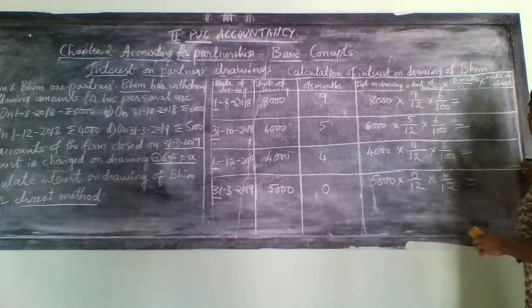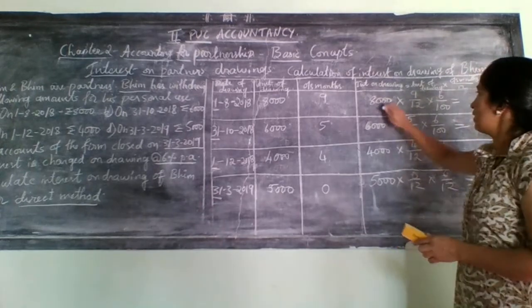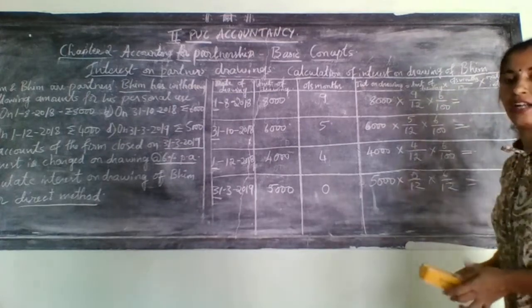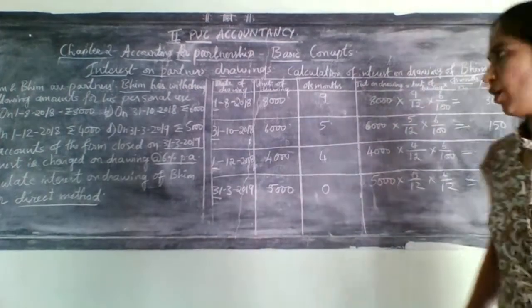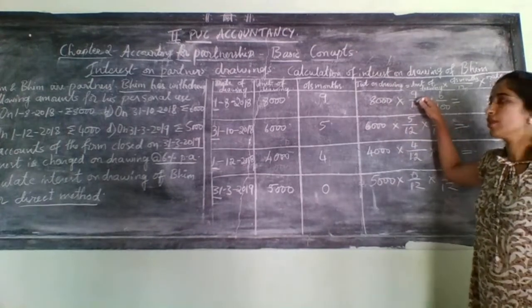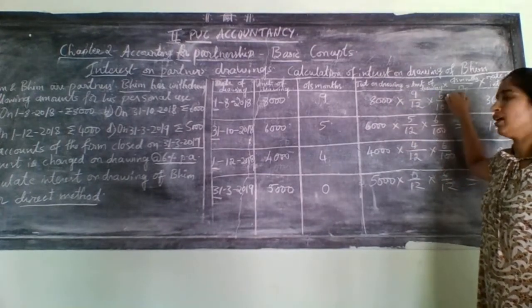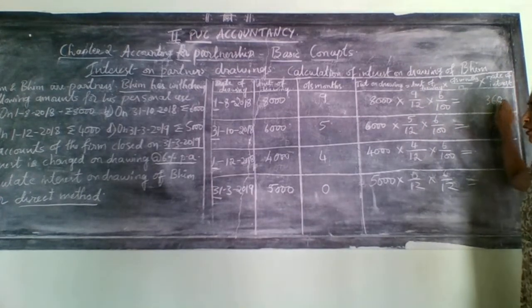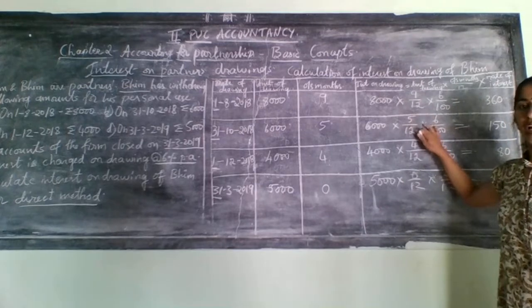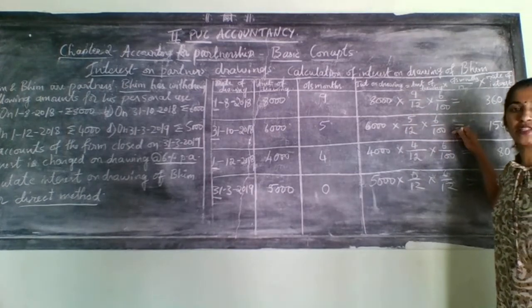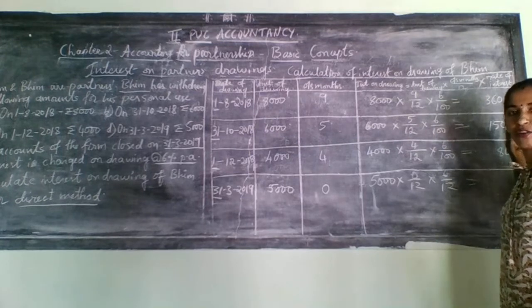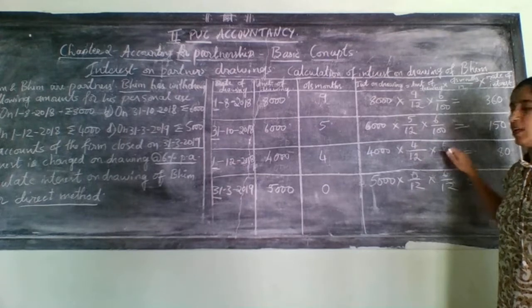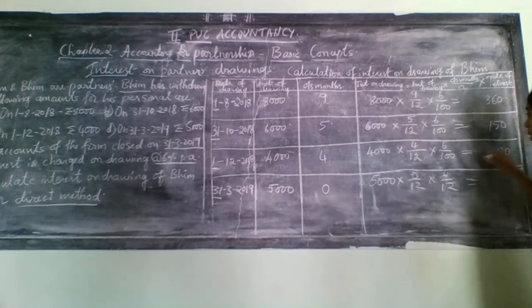Now take your calculator and do it in your calculator. 8000 into 9 divided by 12 into 6 by 100. How much will it come? 8000 into 9 by 12 into 6 by 100 means it will come 360. Correct? Next, 6000 into 5 by 12 into 6 by 100 means it will come 150. Next one, 4000 into 4 divided by 12 into 6 by 100 means it will come 80.